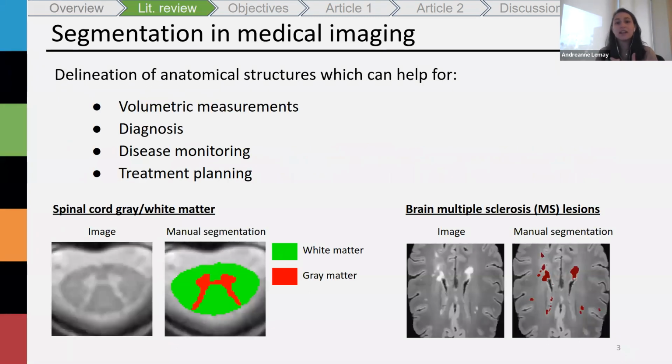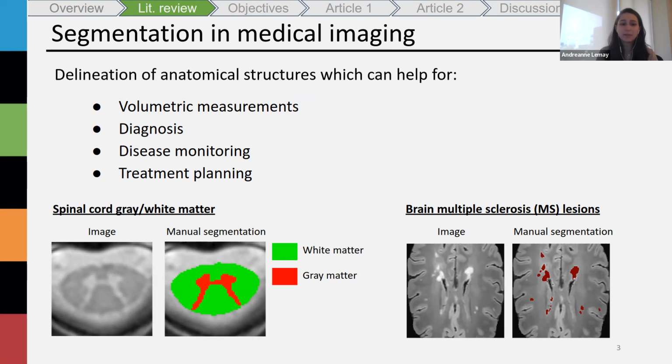So segmentation in medical imaging is the delineation of anatomical structures. Here I put two examples of this. On the left, we have spinal cord gray and white matter segmentation. And on the right, we have brain multiple sclerosis or brain MS lesion segmentation. So why do we do this? One purpose is to have some volumetric measurements. But also segmentation can help with diagnosis, disease monitoring over time, or treatment planning for surgery, for example.